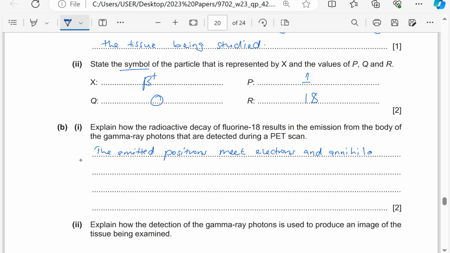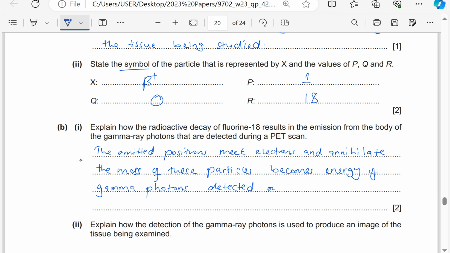They annihilate. So the mass of these particles becomes energy in the form of gamma ray photons, or energy of gamma photons, detected outside the body.